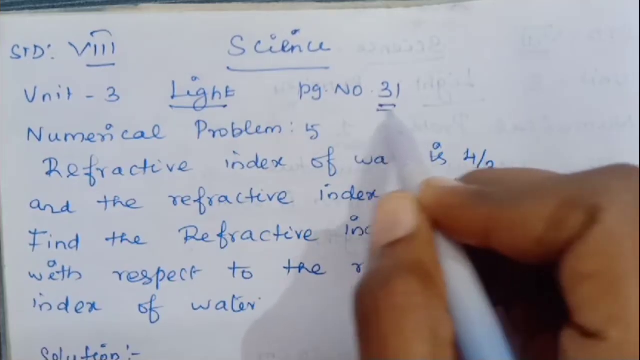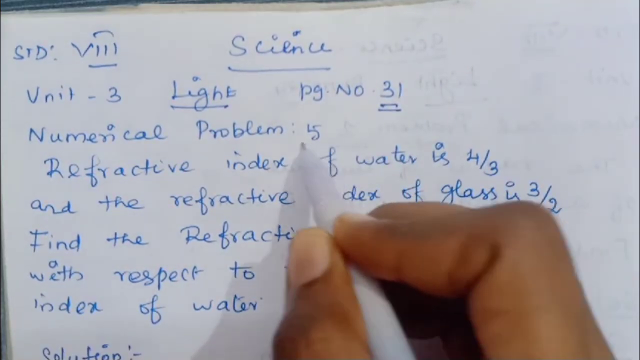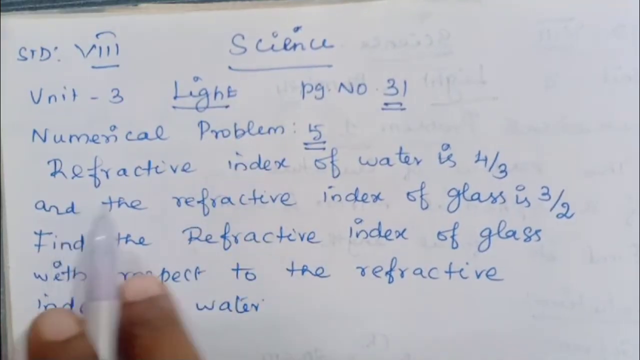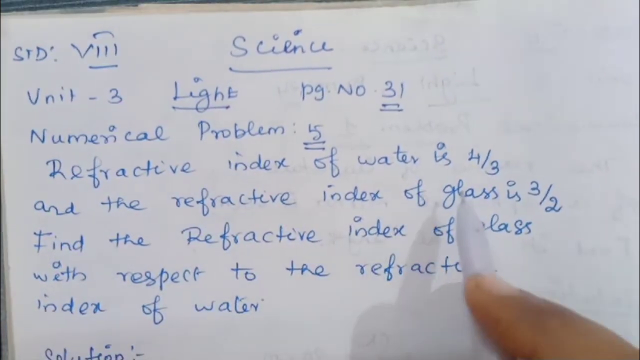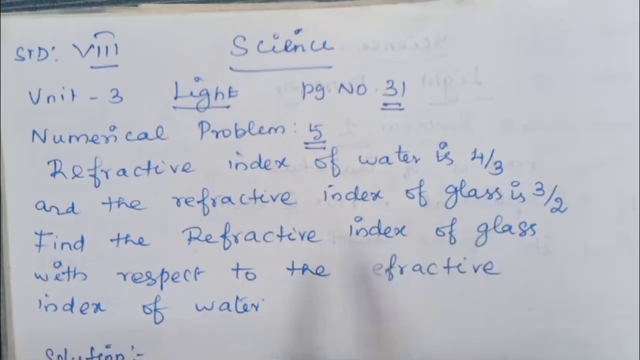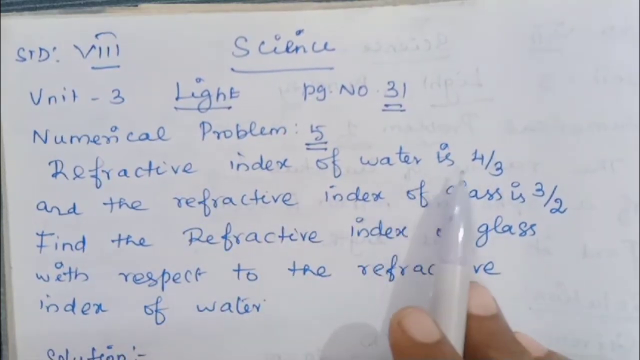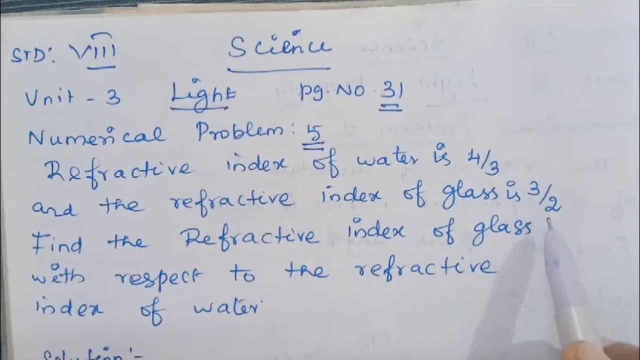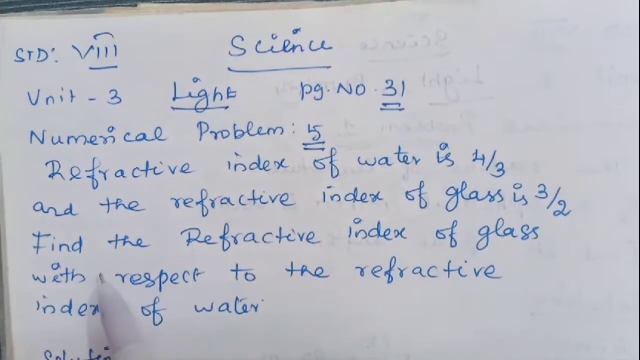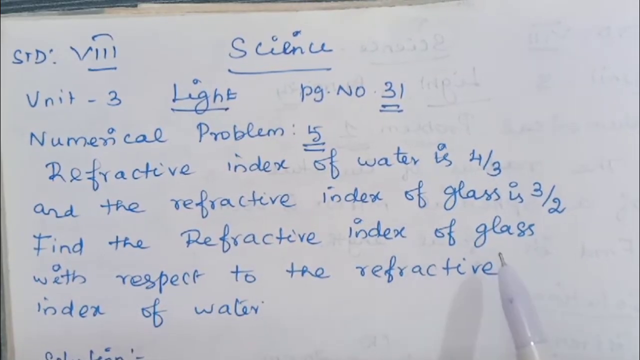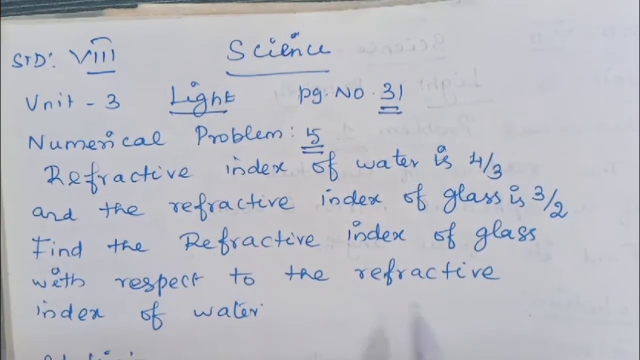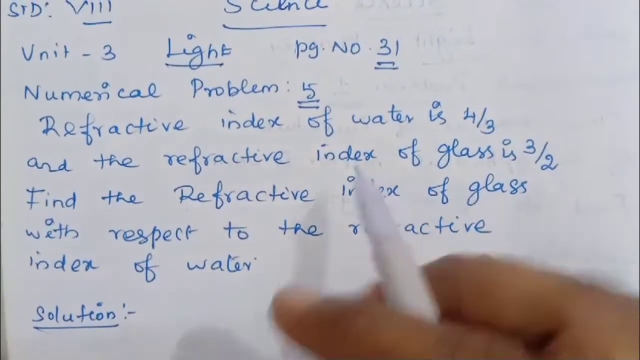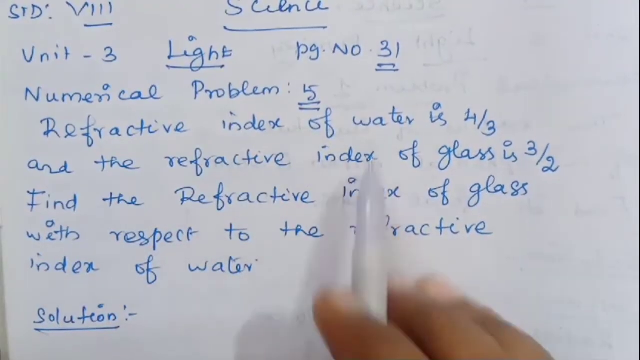Page number 31, numerical problem number 5. Okay, so the problem is: refractive index of water is 4 by 3, and the refractive index of glass is 3 by 2. Find the refractive index of glass with respect to the refractive index of water. See children, here two values are given.